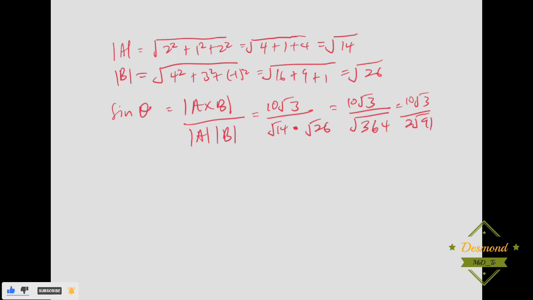Right, you can leave it like this or break it down again. So with this one we get 5 root 3 over root 91 simply. So this is the sine of the angle between A and B simply.